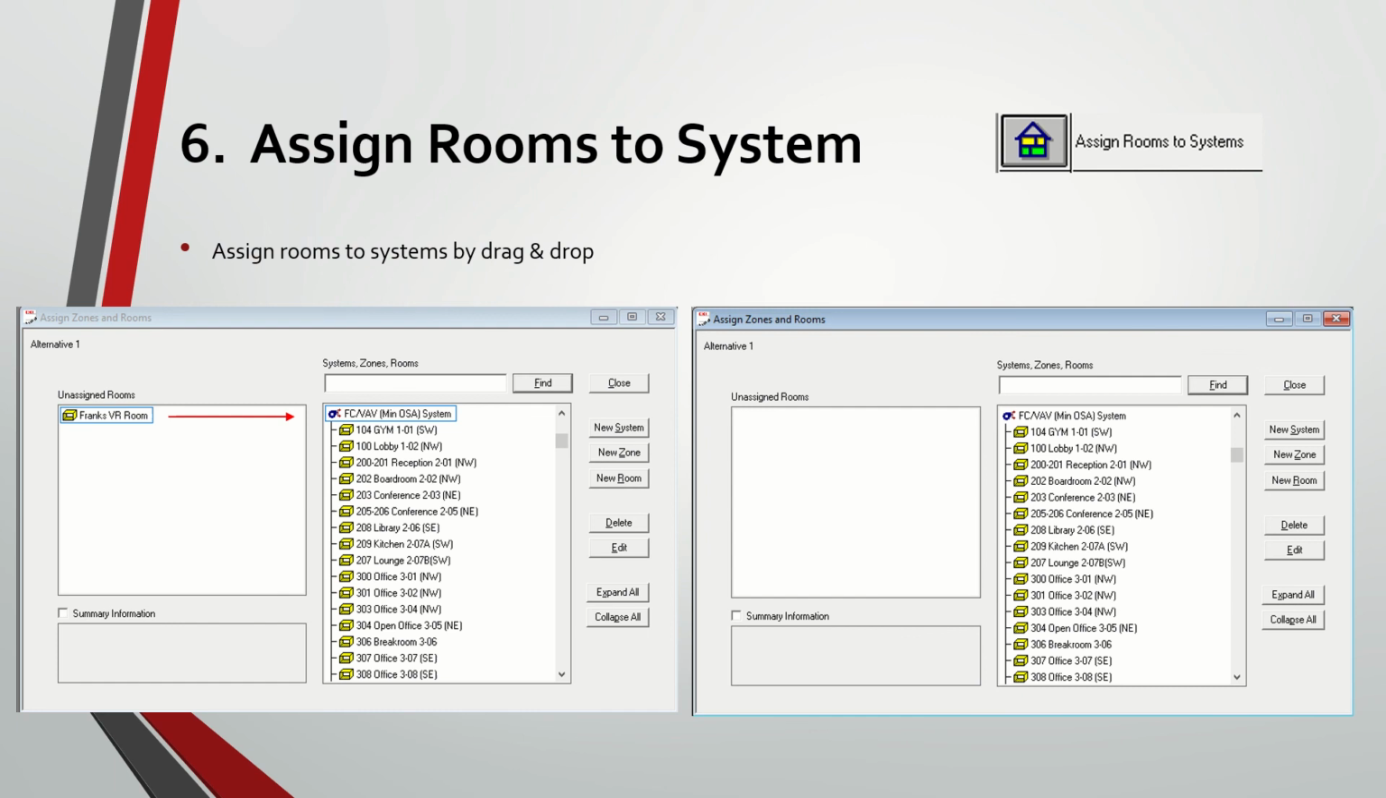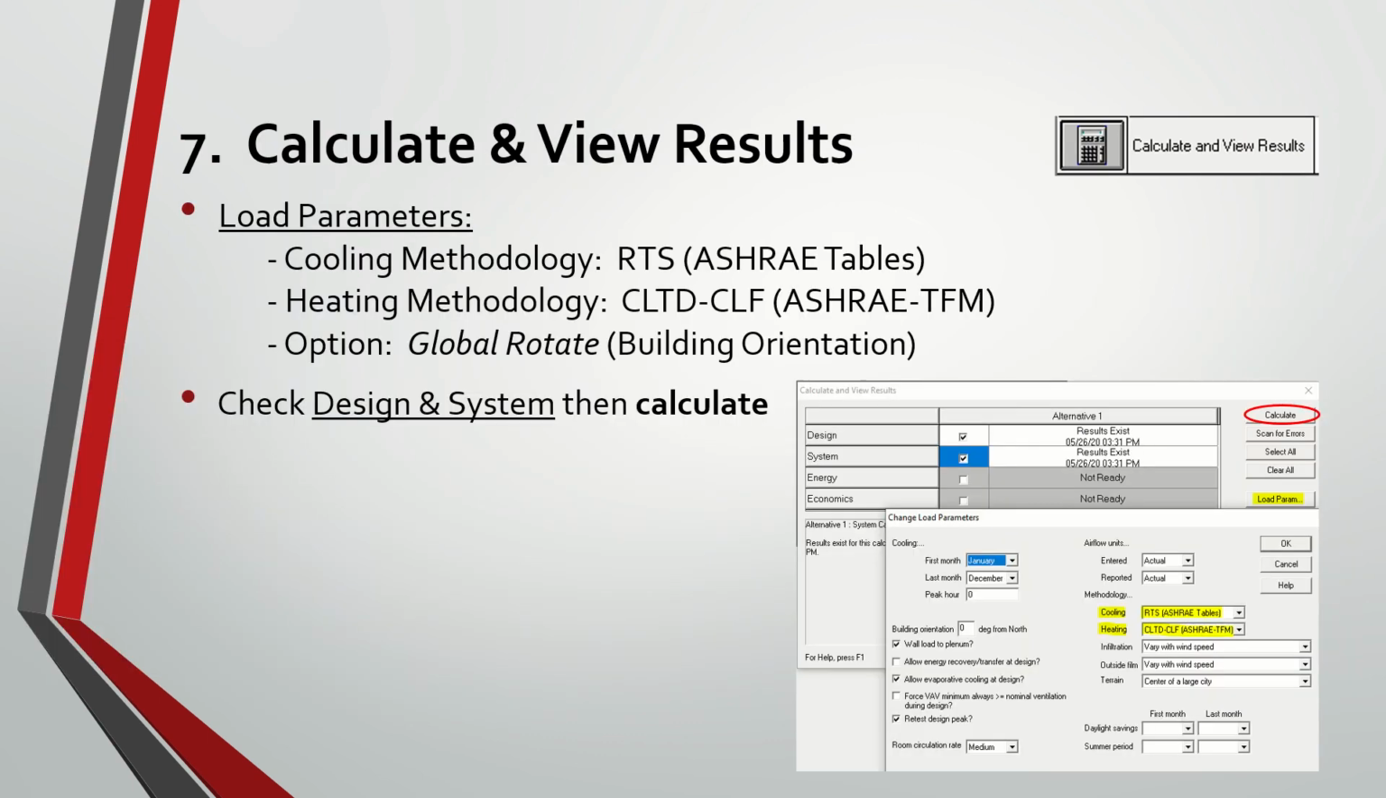Next, we're going to do assign rooms to system. This is a pretty simple step. Now that you already have your rooms and you created your system, you just drag the room to the appropriate system. If you have multiple systems, then you might have to separate them, or you could just drag it all over to the one system you created.